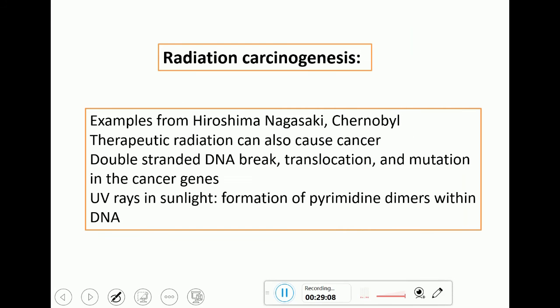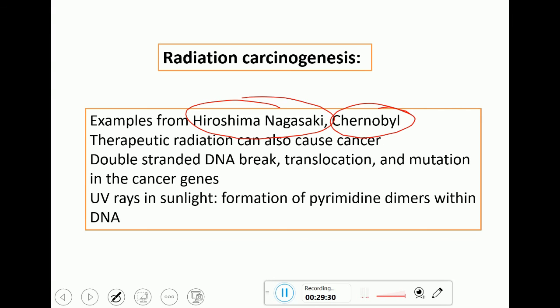Moving further, the radiation carcinogenesis. The best examples of radiation carcinogenesis are Hiroshima, Nagasaki and Chernobyl. In Chernobyl, we all know the nuclear power plant failed in that area, and in Hiroshima and Nagasaki, we already know that atom bombs were blasted in those countries.